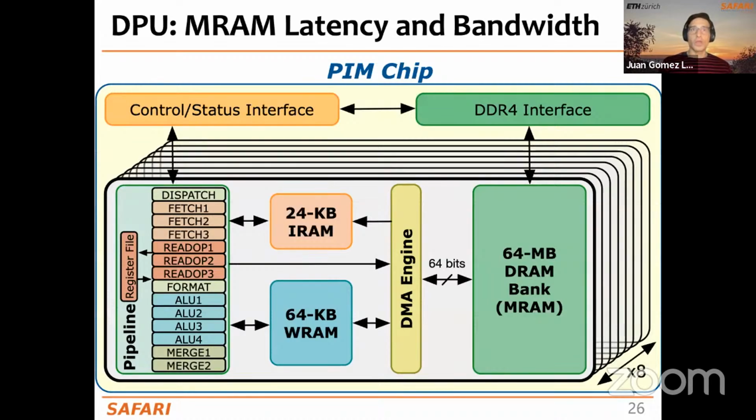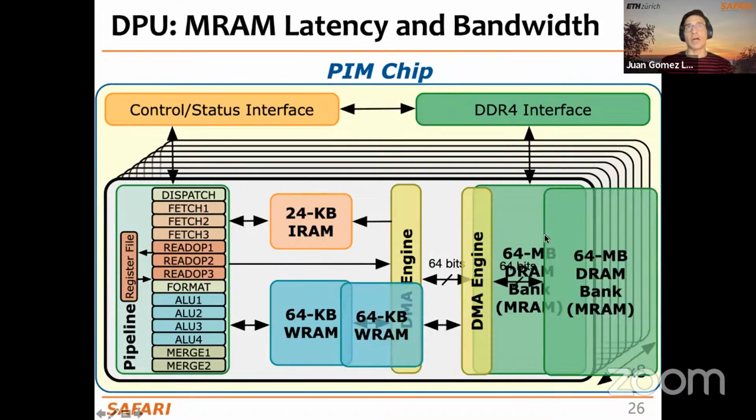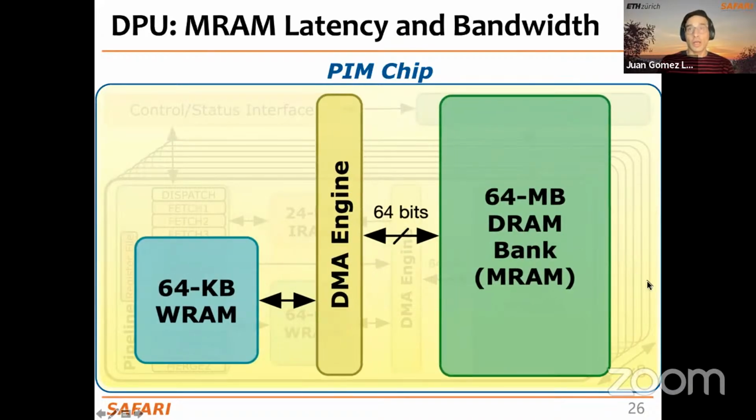Okay, now we already understand how fast the instructions are executed in the pipeline, and how fast we can access data from WRAM. Now it's time to check how fast we can access data from MRAM. So in summary, how fast we can move the operands between MRAM and WRAM using this DMA engine.